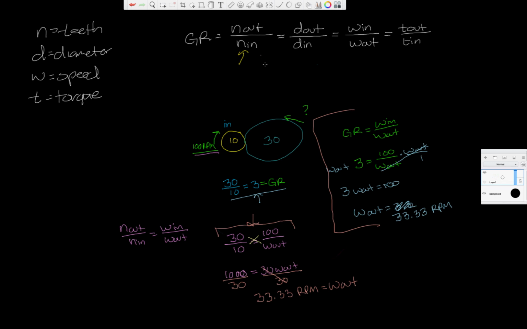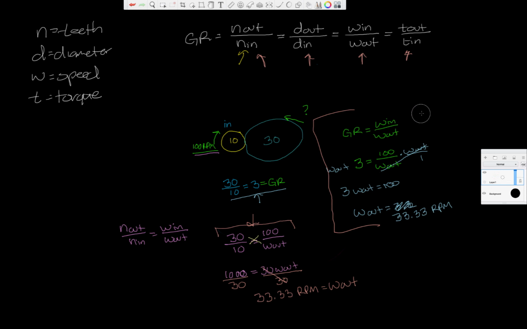No matter if you have teeth, diameter, speed, or torque. It doesn't matter what you have. You can find gear ratio first and then use it to find another one, or you can set them equal to each other like we did here. The teeth and the speed, you can set them equal to each other and solve it right out. There's not anything crazy to do there.